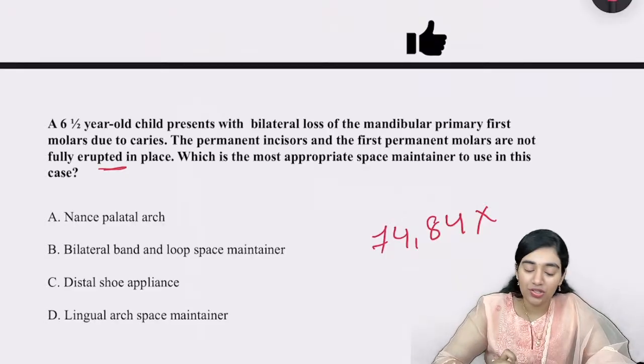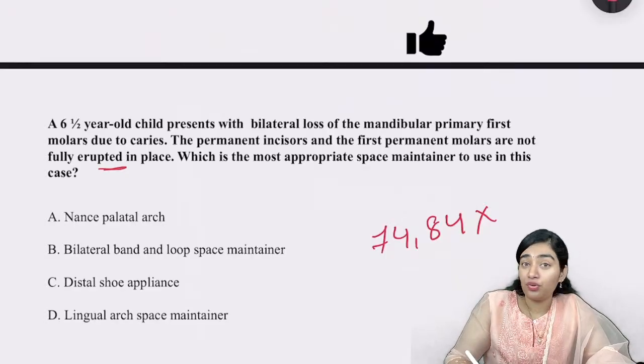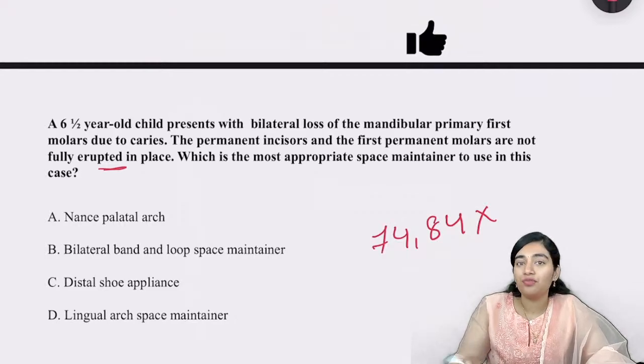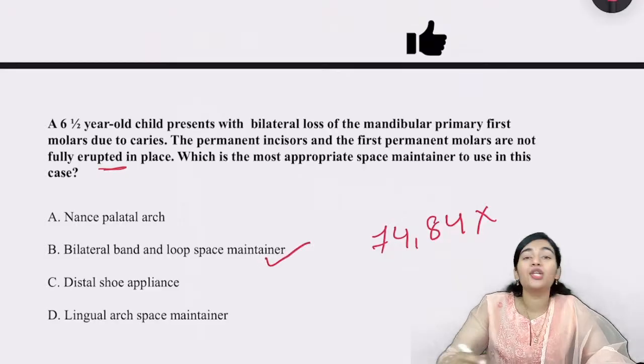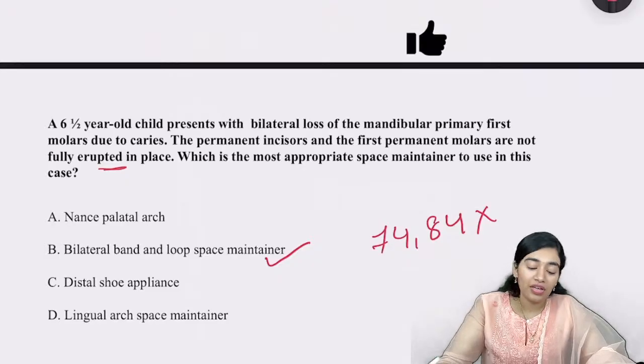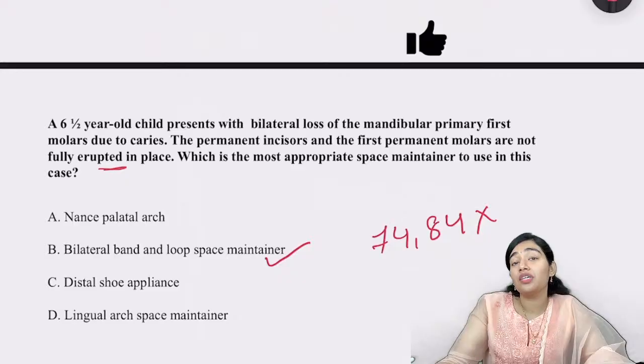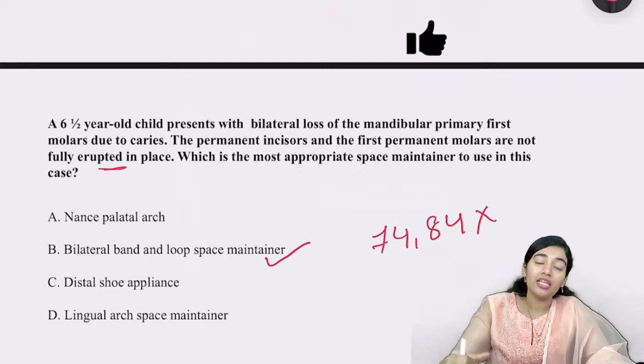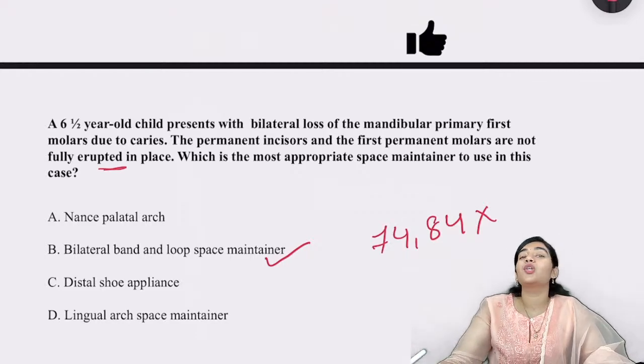Coming back to our question. We have bilateral loss, 74 and 84 are missing, and the permanent incisors and even the first molars have not erupted. So the appliance of choice, as you have rightly mentioned, is the bilateral band and loop space maintainer. I have clearly mentioned that even though more teeth are lost bilaterally or unilaterally, whenever the lower incisors are not in place, a lingual arch cannot be given. There are some modifications possible, but if even one permanent incisor is not erupted, the lingual arch can't provide support. In that case, we'll go for the bilateral band and loop space maintainer.